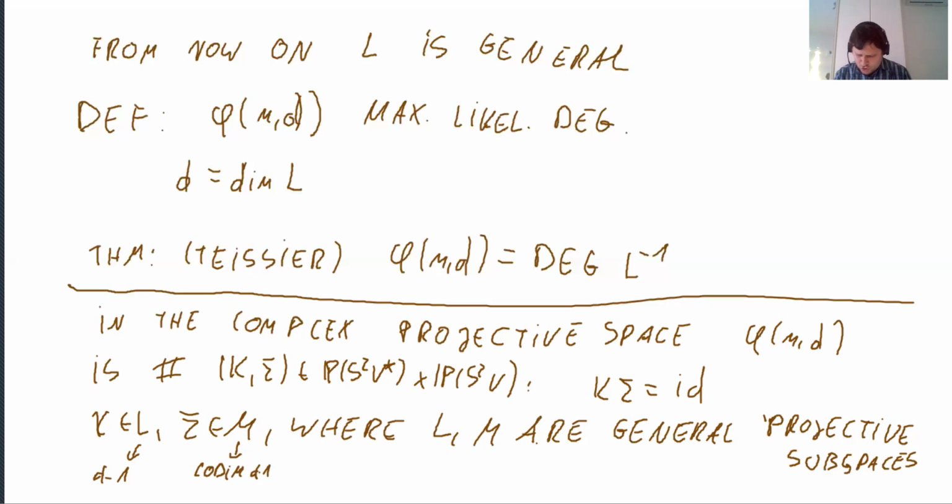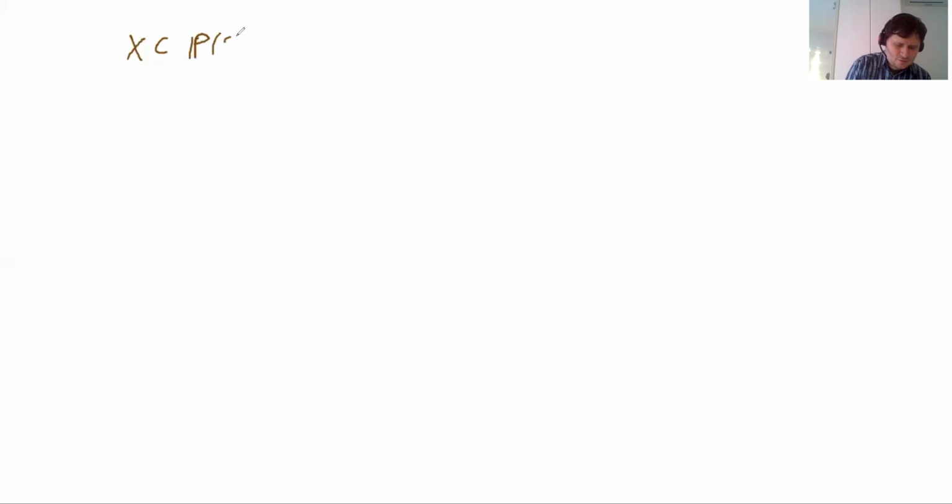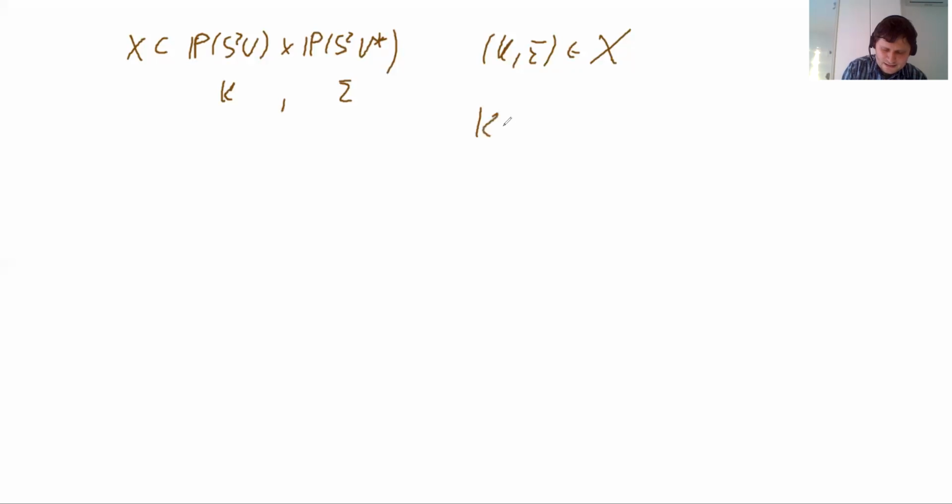Okay, so let's try to do some math. In this space P S2 V times P S2 V dual, we have pairs of matrices K inverse, and we can close it up. So what happens when we close this variety? We have K and sigma here. There are two options if K sigma belongs to X. One is, as we would expect, that K times sigma is the identity, or proportional to identity if we work in the projective space. But it turns out that in the closure, we also have that K times sigma is equal to 0. We also have such points.